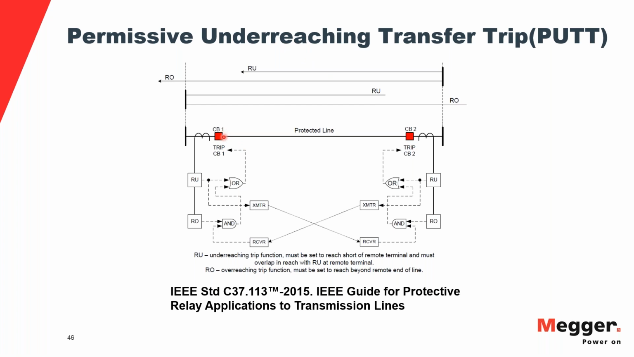Zone 1. This guy is going to trip immediately. Now, this guy here is not going to see it on zone 1, but it is going to see it on zone 2, which means that it will allow the trip if this guy sends the command to trip. Now, this guy will send the command or the signal immediately as it sees the fault and trips.